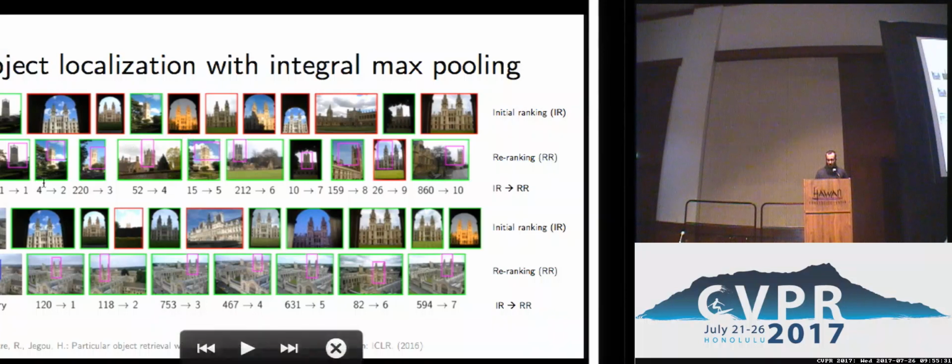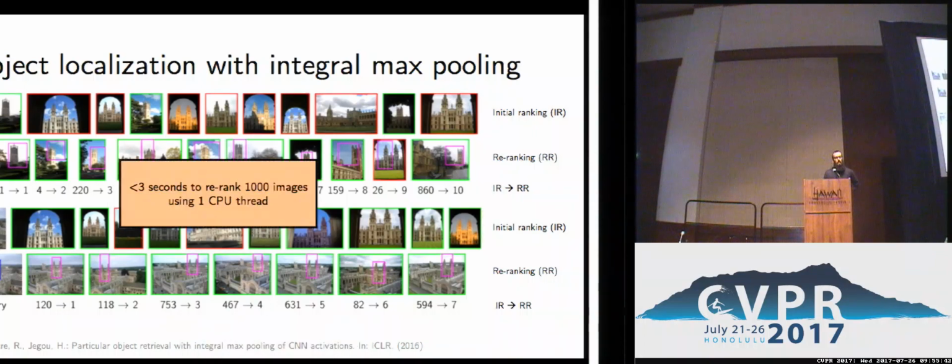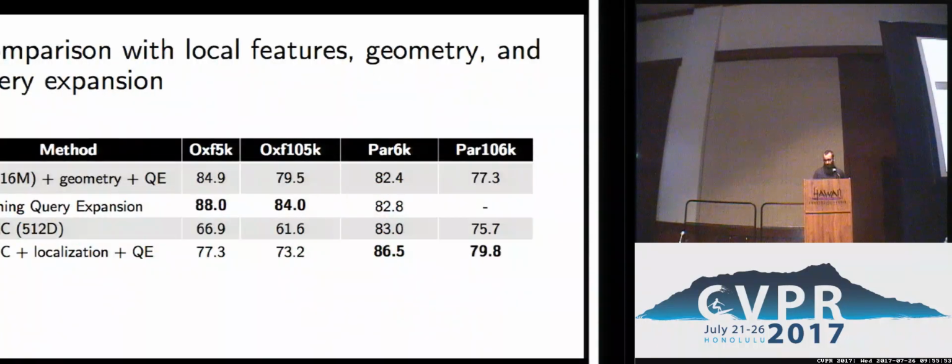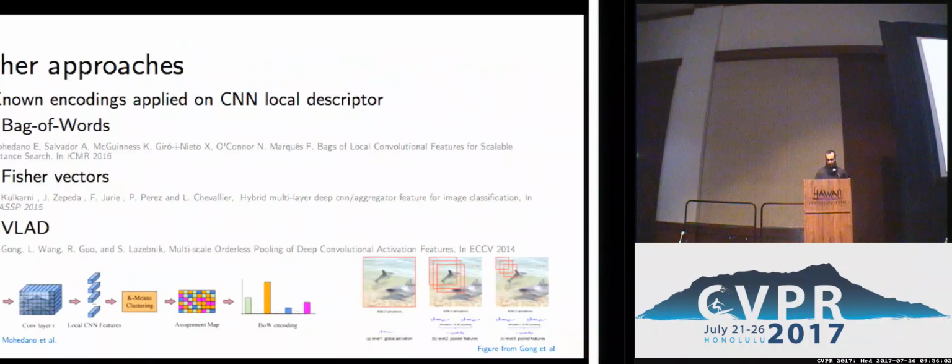So in this way, images that before, due to the use of a global image descriptor, were lost, now are re-ranked in top positions. Such a method, when applied for re-ranking on 1,000 images, takes less than 3 seconds on a single CPU thread. Such a localization further improves the performance of such a pre-trained CNN-based approach.